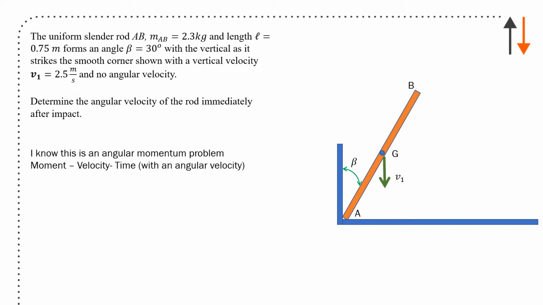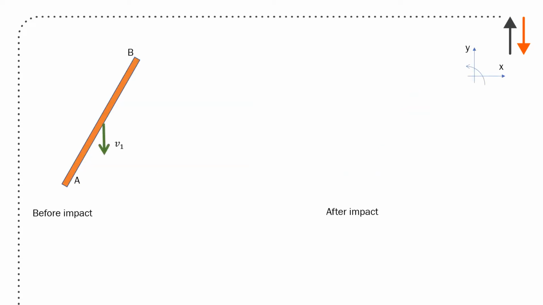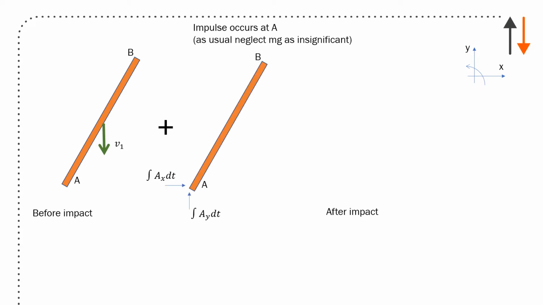Now, I know this is an angular momentum problem because there's moment, velocity, and time, so it's going to be an angular velocity. First thing I do is calculate the moment of inertia about the center of mass, I sub g, which for a long slender rod, you're used to this, is 1/12 m L squared, and it's 0.1078 kilogram meter squared. So before impact, I have a translational velocity. The rod is falling and it has a velocity at the center of mass V1. It's translational, so all the points on the body are going with V1.